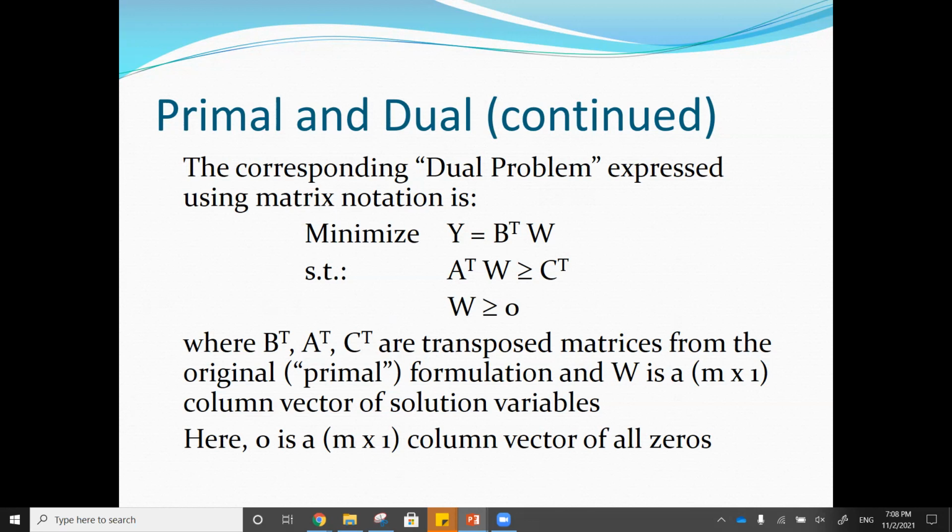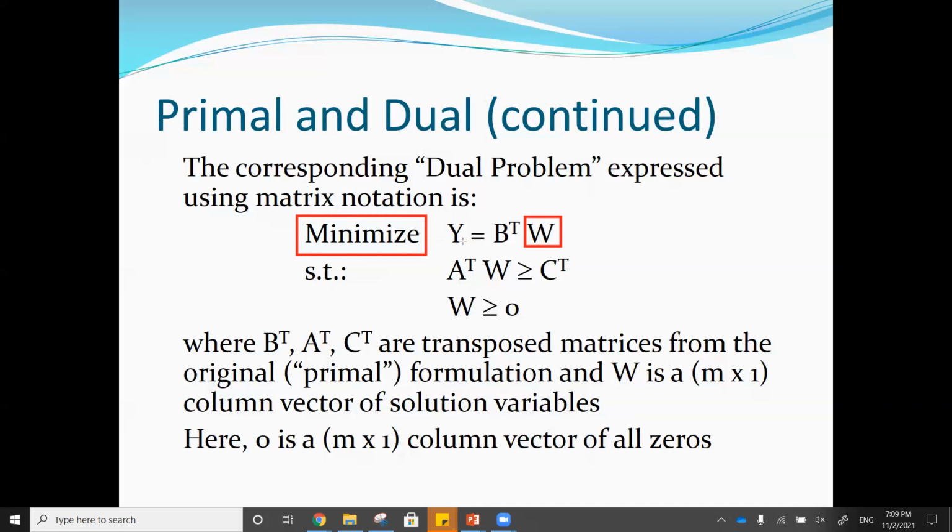And it's a flipped problem in that if your original problem was maximized, now I'm going to highlight the key differences here. This used to be maximized in my primal problem. My decision variables used to be X. Now my decision variables are W. And I'm still trying to minimize a value for Y. So I have a new objective function now that I'm trying to minimize, and that is equal to B transpose W.